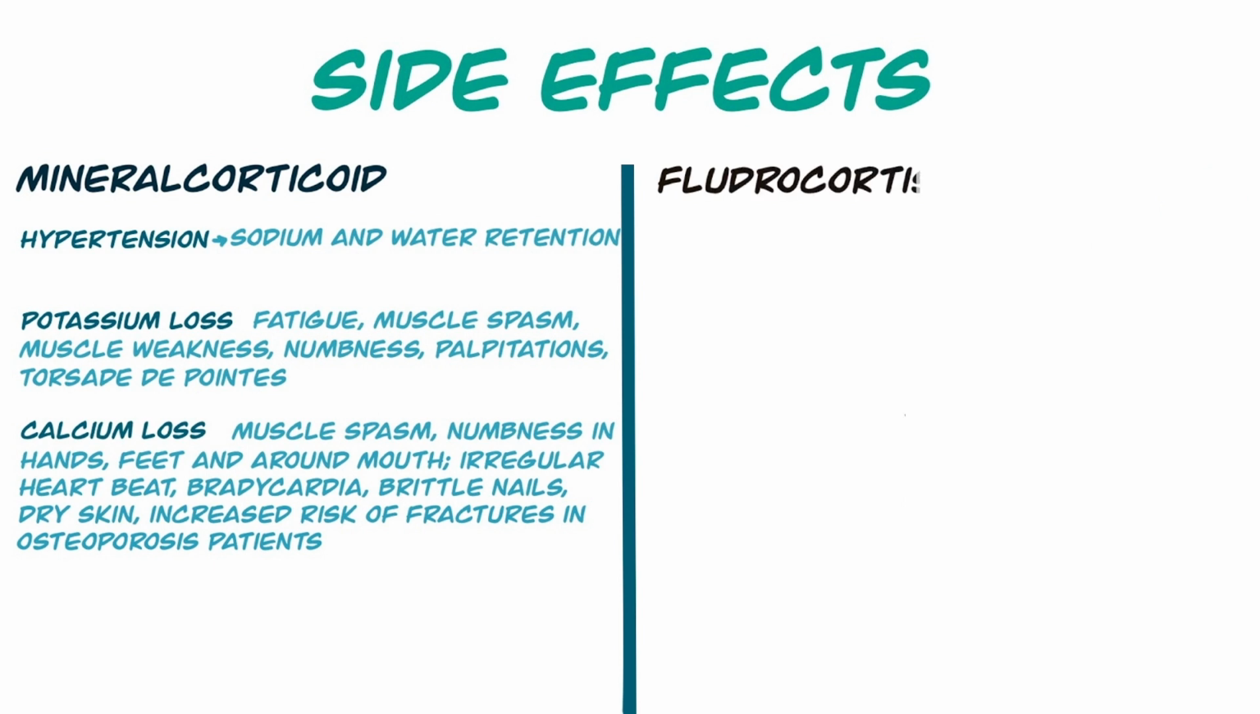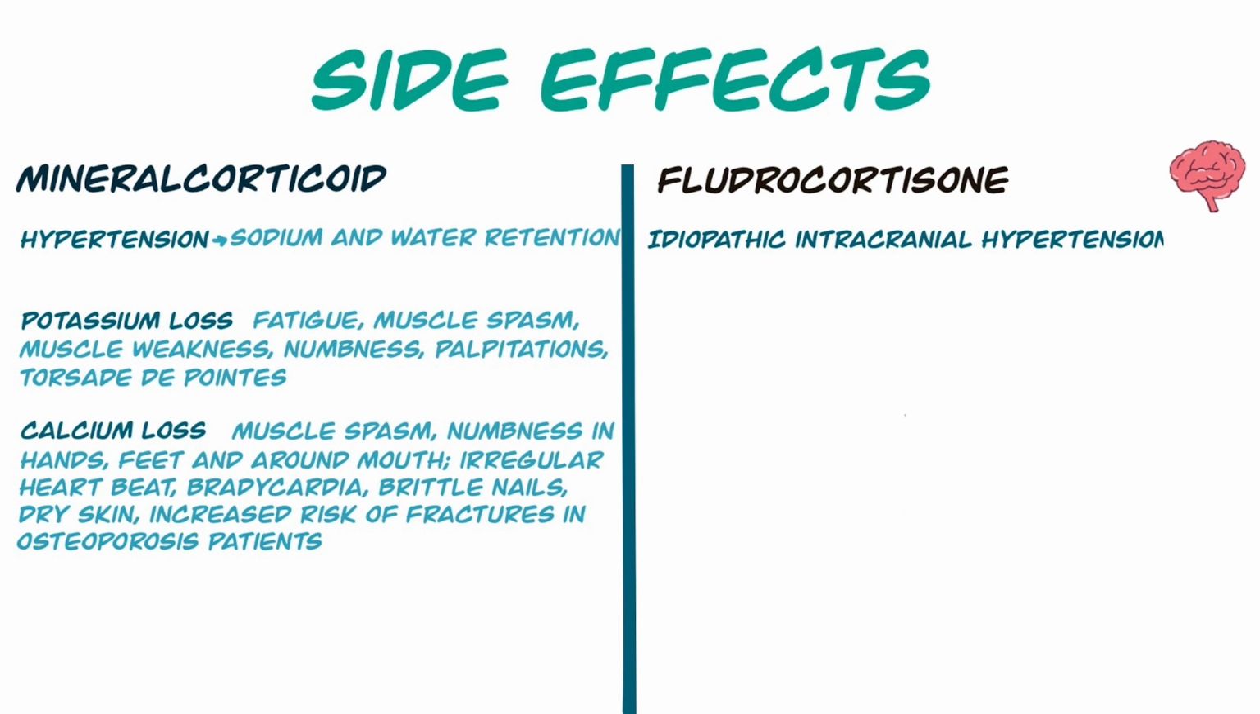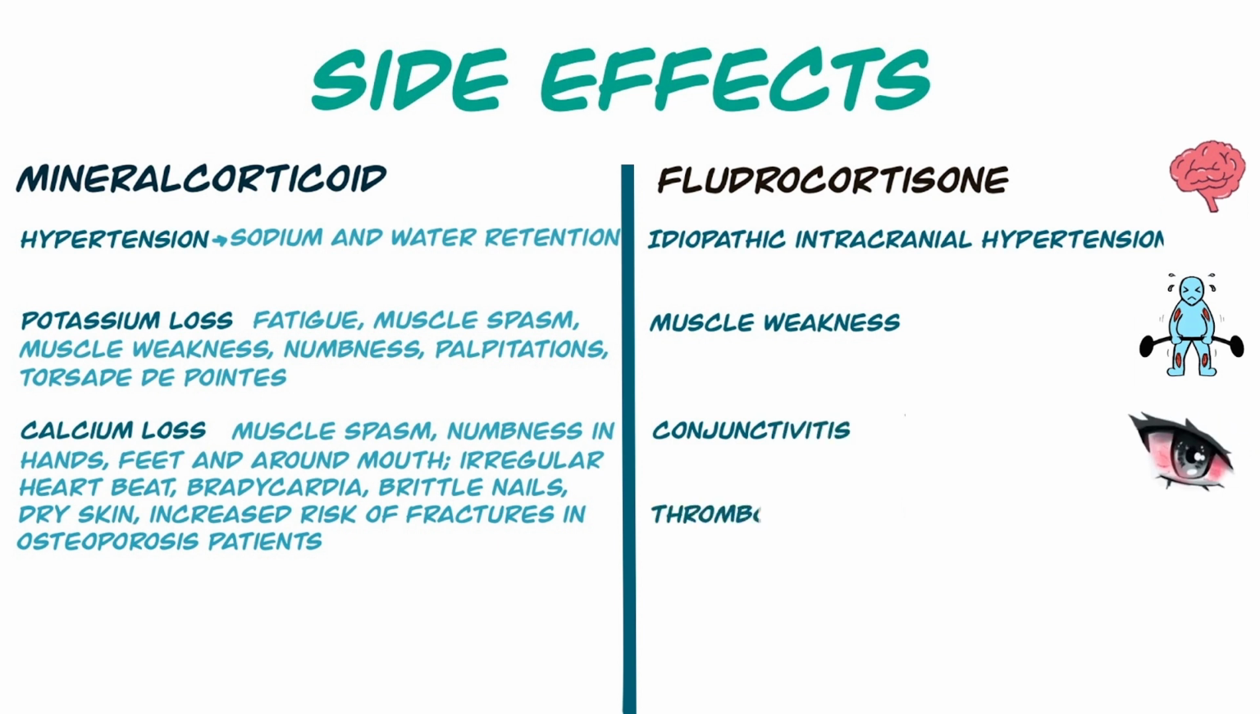So, side effects that are specific to fludrocortisone, though, are idiopathic intracranial hypertension, which is essentially high pressure around the brain, causing symptoms like vision changes and headaches. It can cause muscle weakness, conjunctivitis, and thrombophlebitis, which is just a blood clot in a superficial vein, usually in the legs.